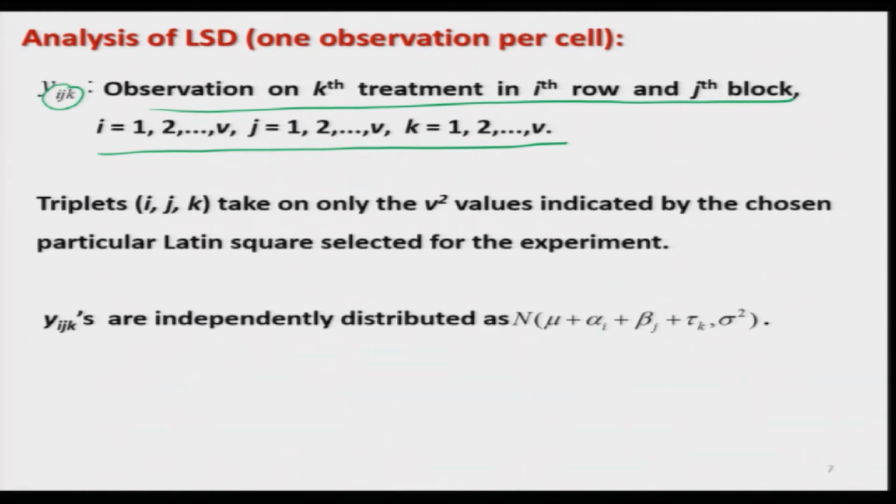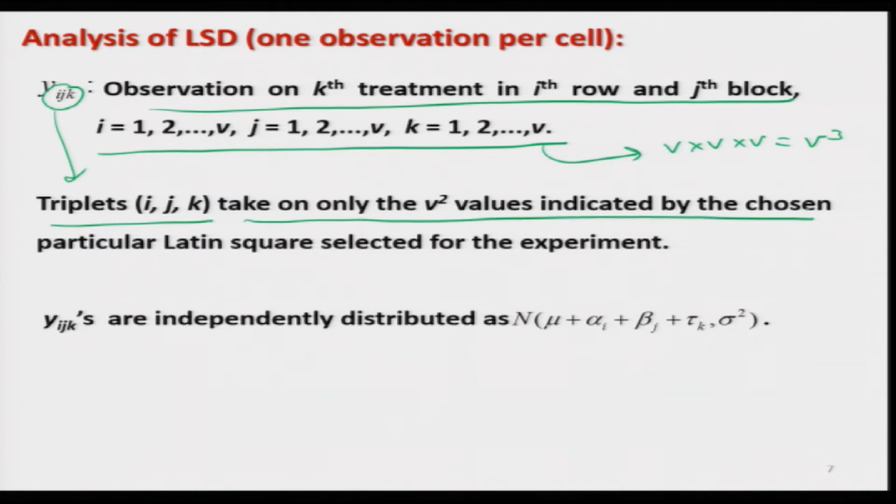And you can see here, if you try to have a complete experiment, meaning complete replication, then you will need v into v into v, which is equal to v cube observations. But you are going to choose only v square values out of those v cube possible values, because the choice of Latin square is helping you in choosing v square values out of the v cube values. So, this triplet i j k, which I have written here in this y i j k, takes only the v square values which are indicated by the particular Latin square chosen for the experiment.